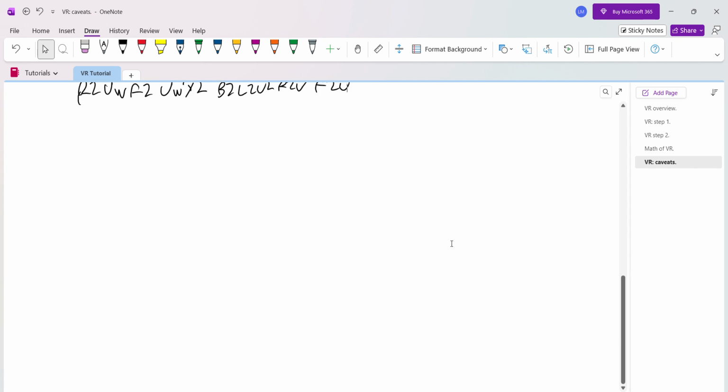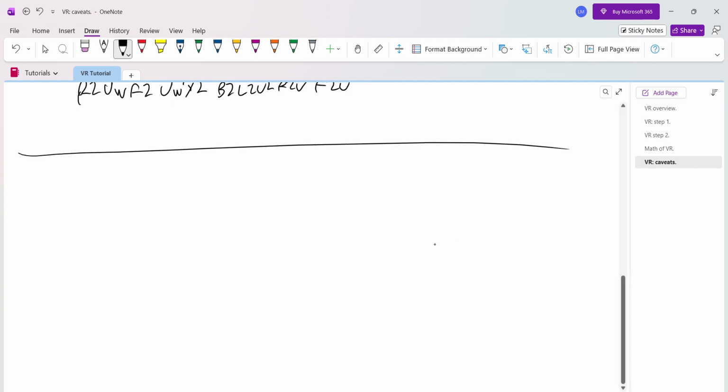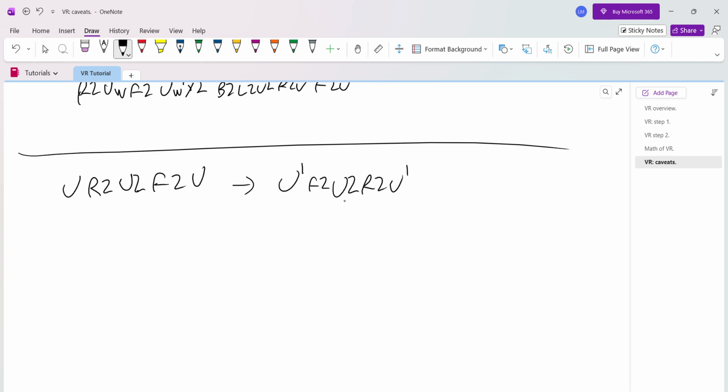The next caveat is about blocky fish. This is actually quite an important tip in general, even for non-slice specific stuff. If you have anywhere in your skeleton this sequence here, then you can replace it with U2, F2, sorry, U prime, F2, U2, R2, U prime. And this only affects the slice. This is called a blocky fish replacement.